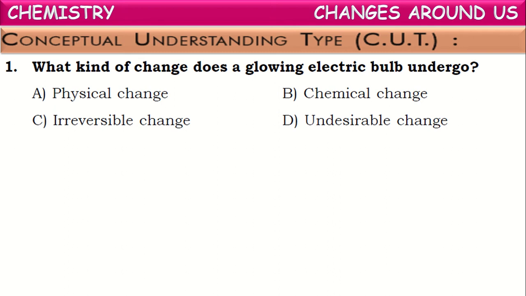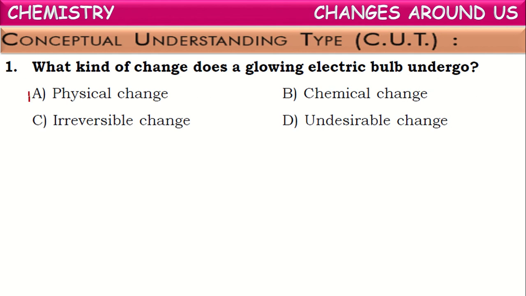See the first one. What kind of change does a glowing electrical bulb undergo? So we know when we switch the light on, it glows. An electrical bulb will glow when you switch on. When you switch it off again, the light will go off. So there only a physical change occurs, which can be repeated and which can be reversed also. Such kind of changes in which there is no change in chemical composition are called physical changes.